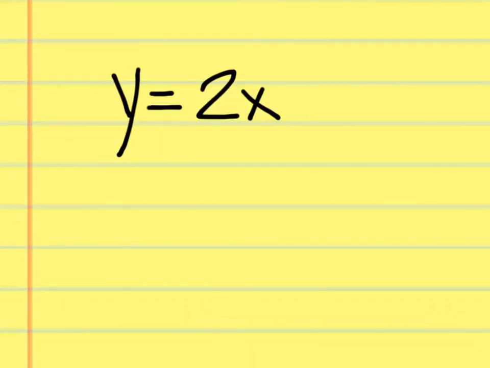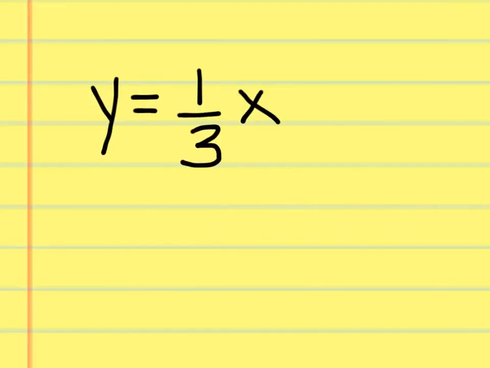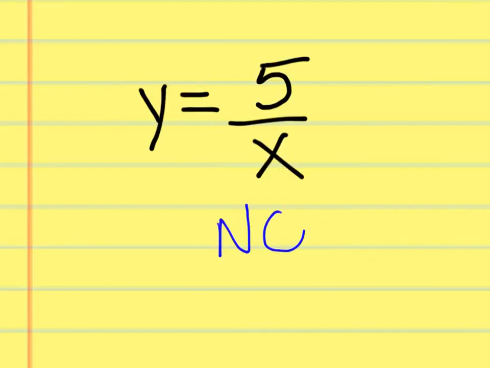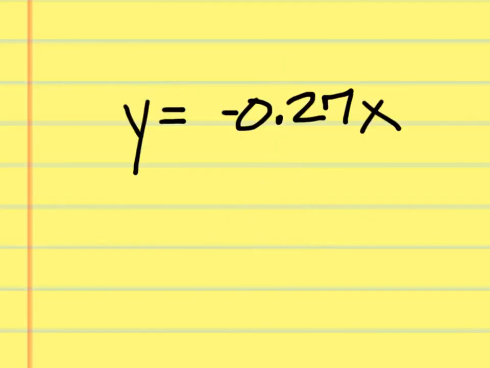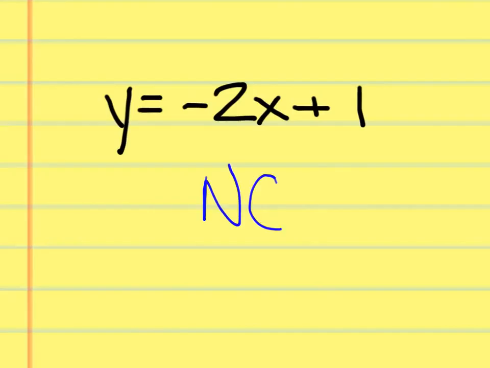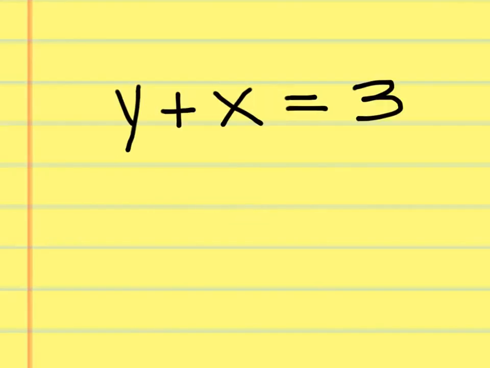Is this direct? Yes, that's a direct variation. Is this direct? Yes, it is. Just because it's 1/3 in the constant part doesn't mean it's not direct. What about this one? No, it has an x on the bottom. What about this one? Yes. A negative decimal in the constant place is still good. That's a direct variation. The answer to this is no. The answer to this one should be what? No.